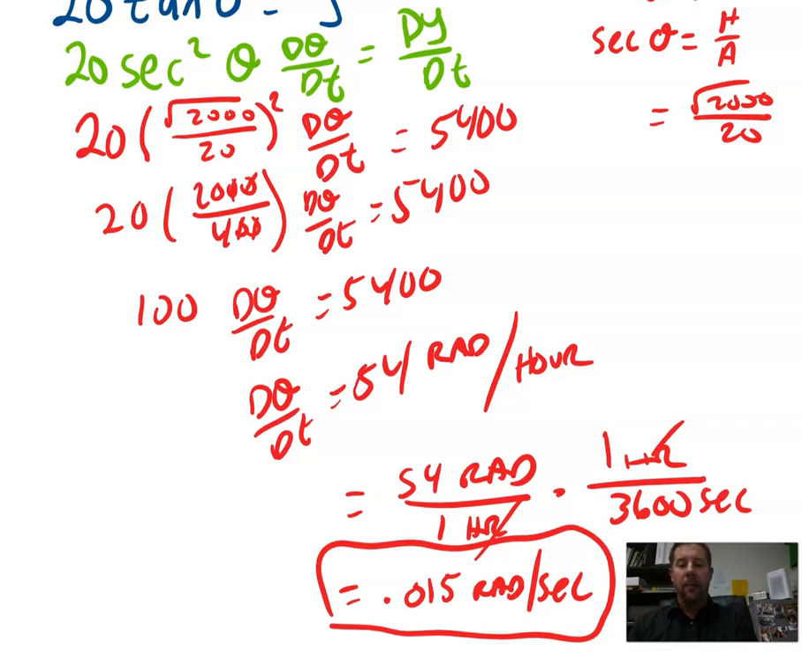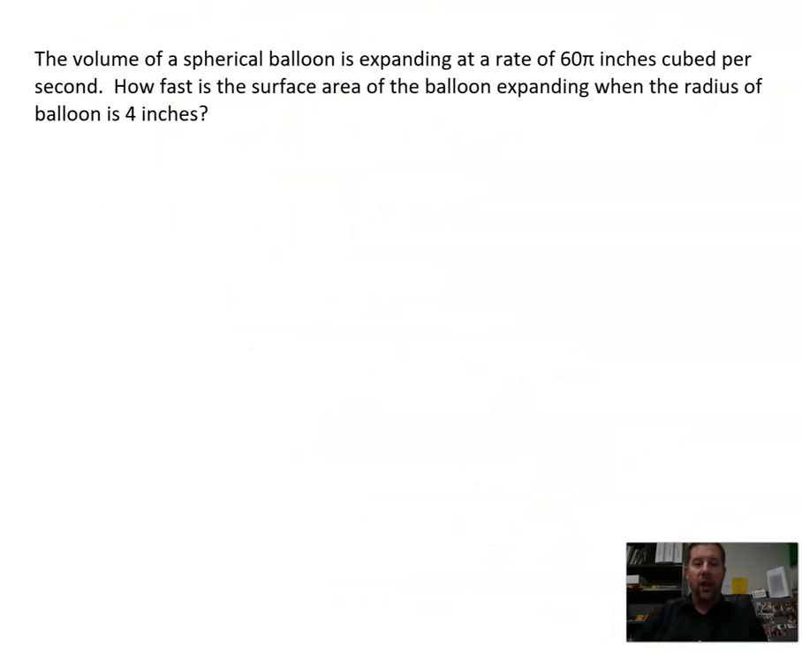All right, here we go. Number 3. We only got 4 problems. We're halfway there. Okay, here we go. Number 3. The volume of a spherical balloon is expanding at a rate of 60 pi inches cubed per second. How fast is the surface area of the balloon expanding when the radius of the balloon is 4 inches?